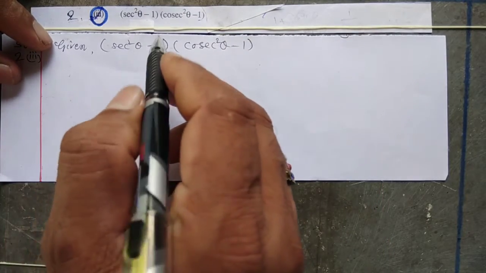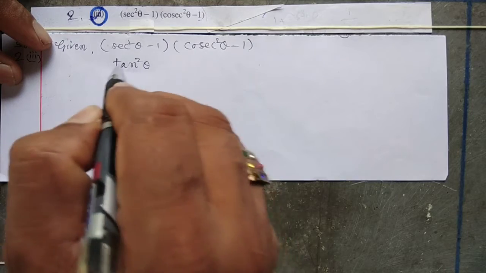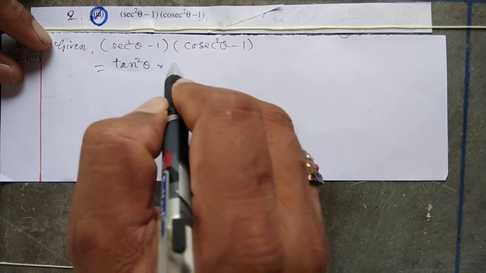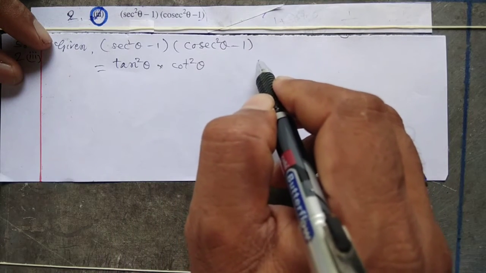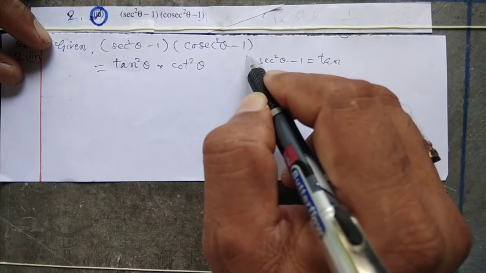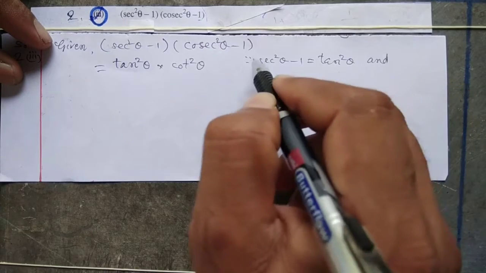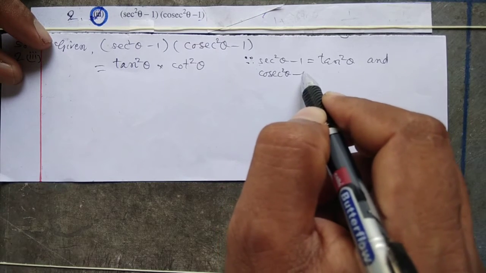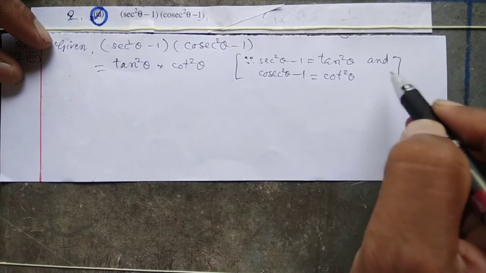We know the formula, sec square theta minus 1 is tan square theta, and cosec square theta minus 1 is cot square theta, because sec square theta minus 1 is equal to tan square theta, and cosec square theta minus 1 is equal to cot square theta. These are two formulas.